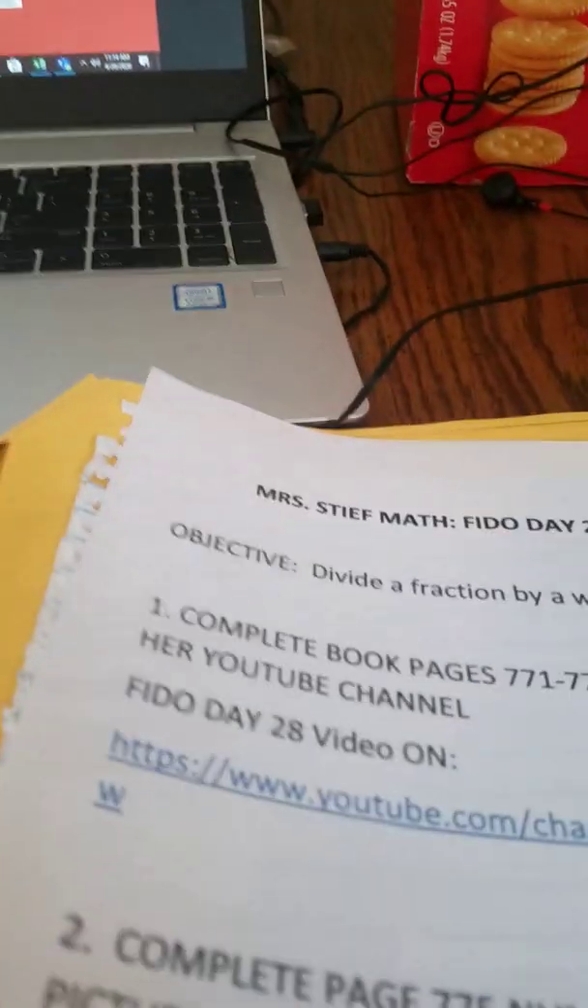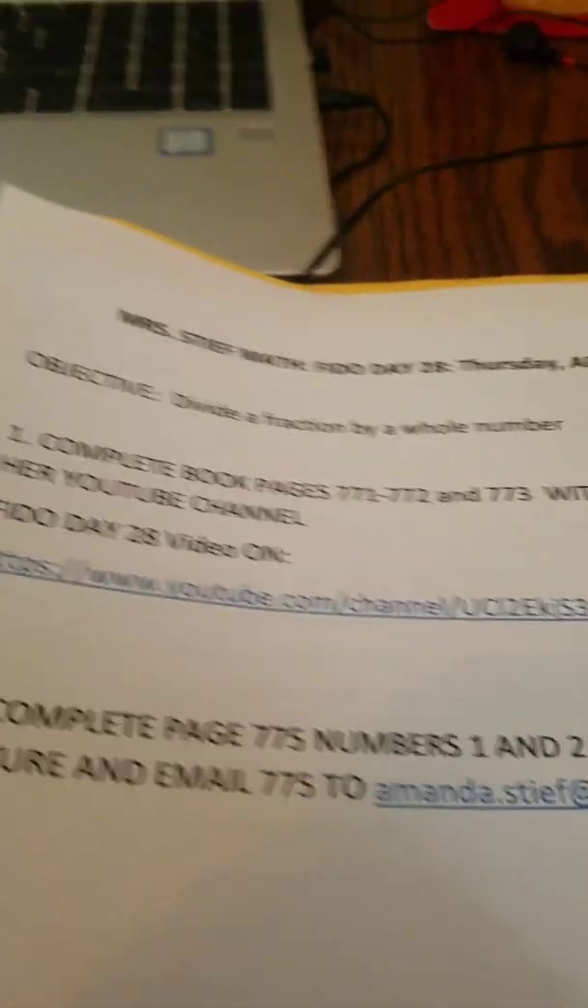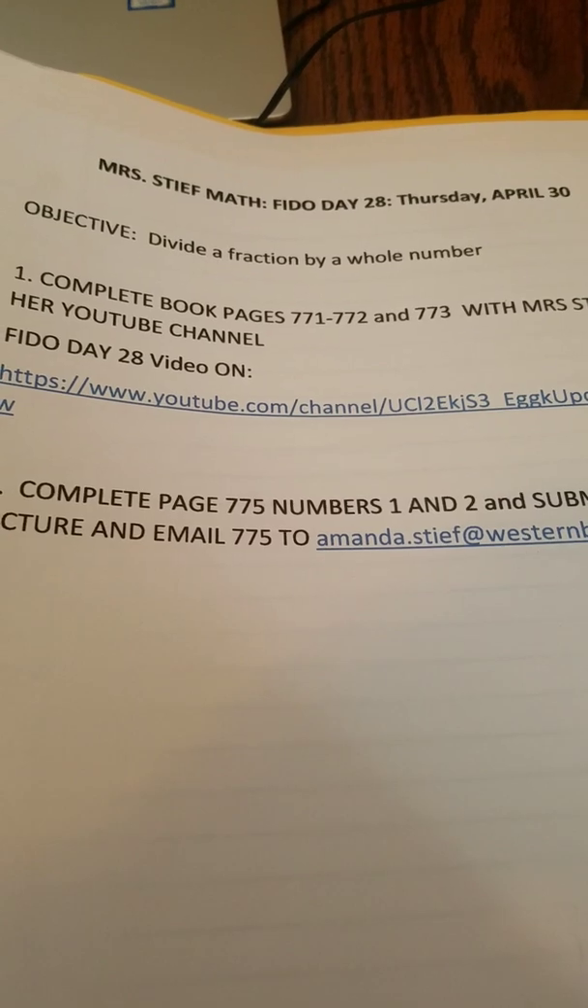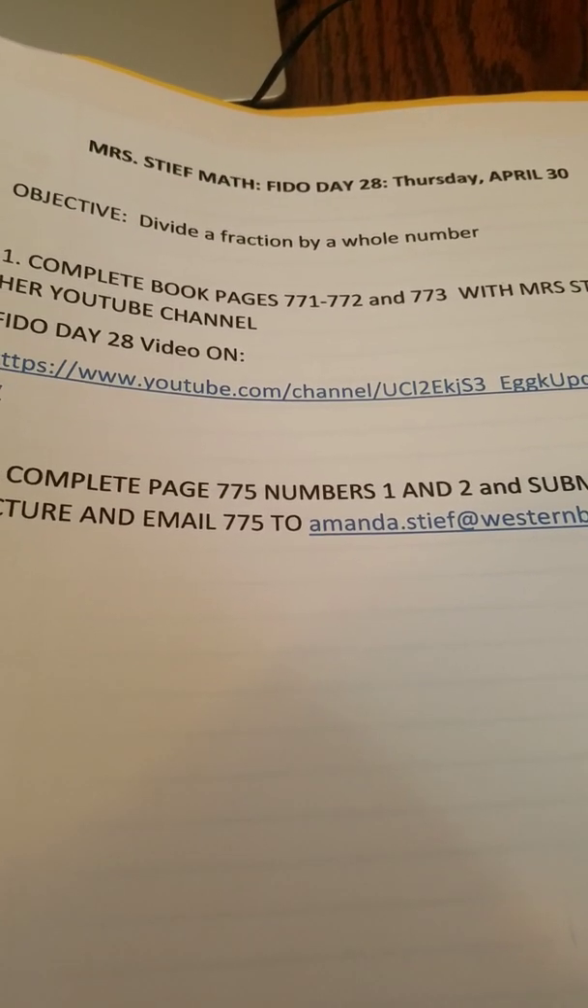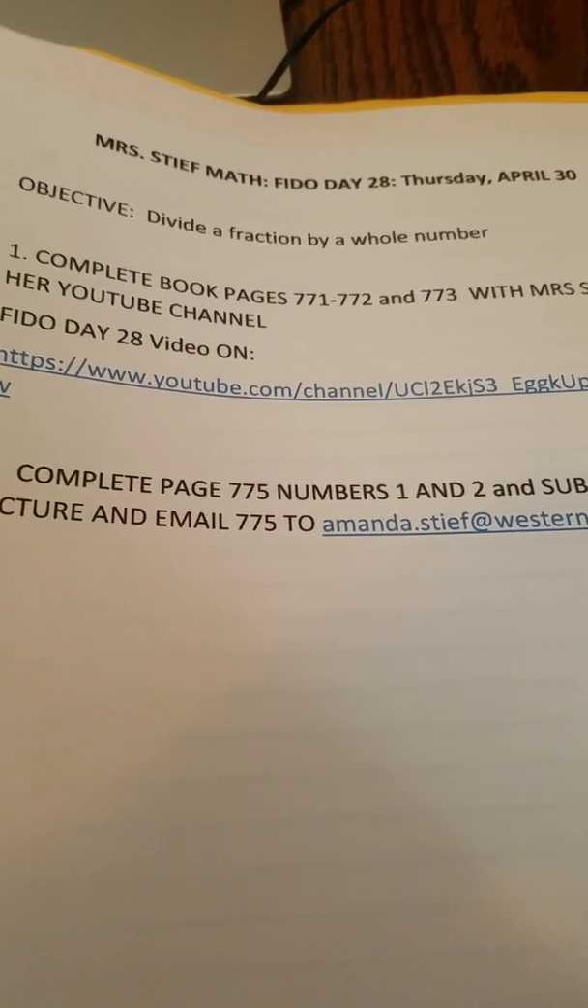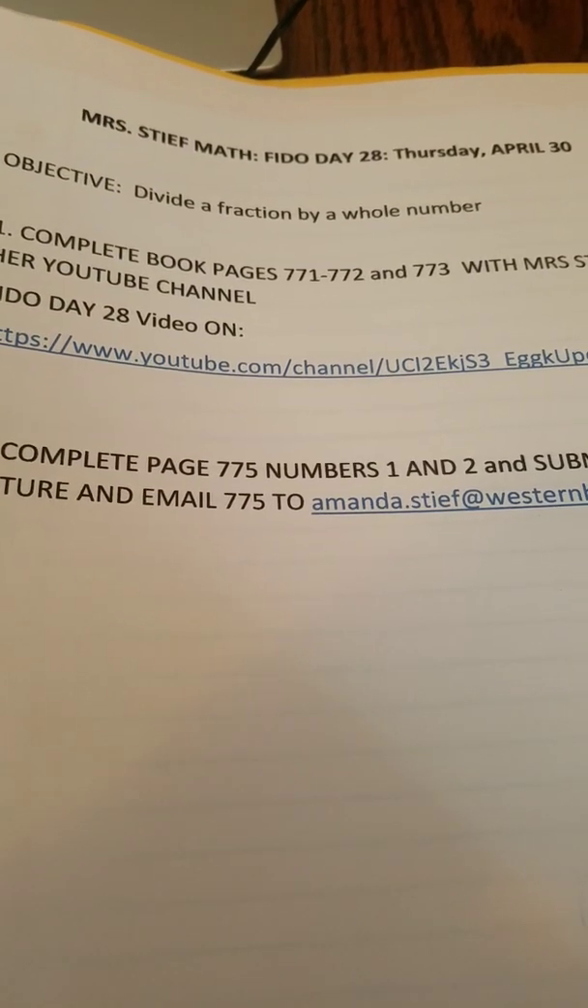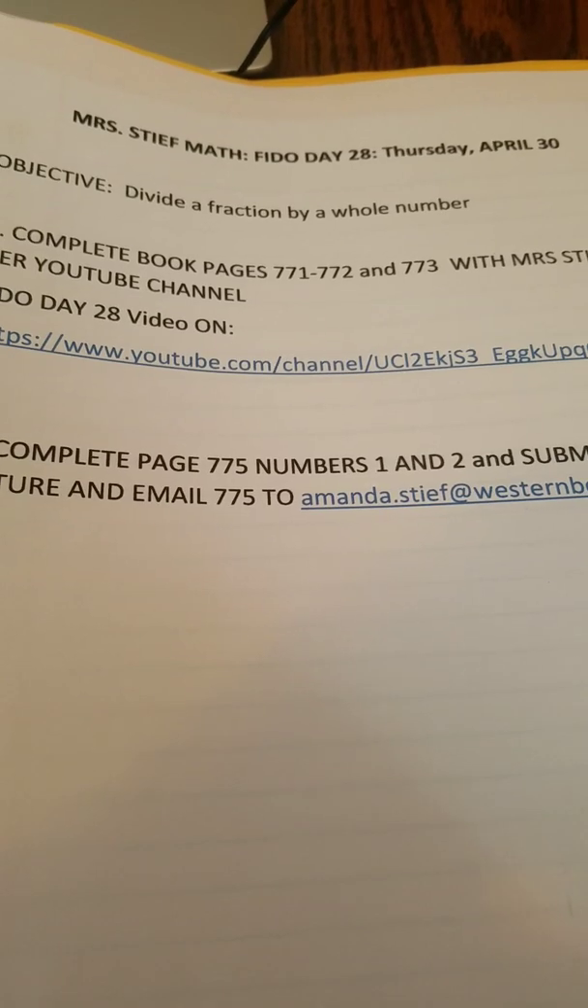Today is FIDO Day 28. It's Thursday, April 30th. Today we're going to be dividing a fraction by a whole number. I'm going to show you the shortcut way to do division when there's a fraction involved, boys and girls. I'm going to show you the shortcut way today.